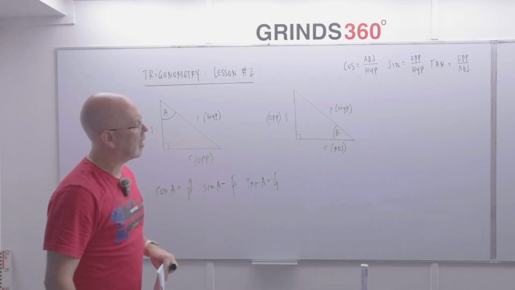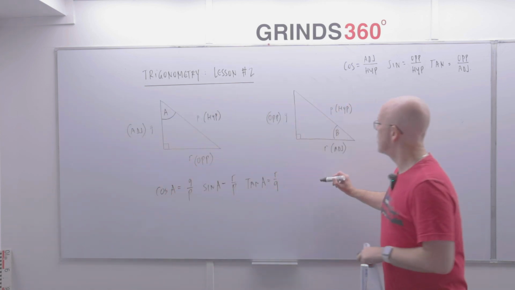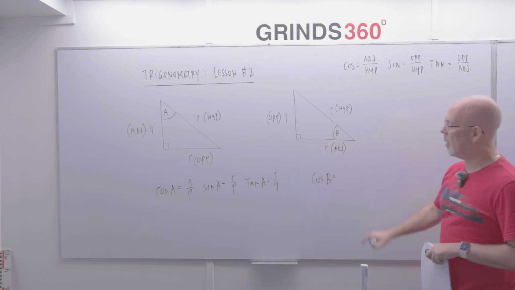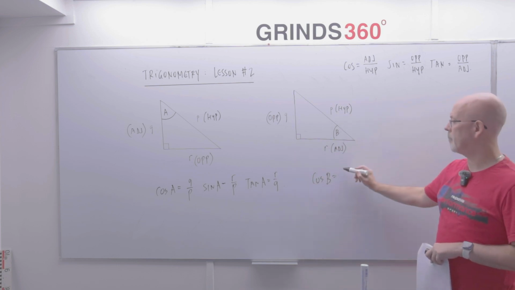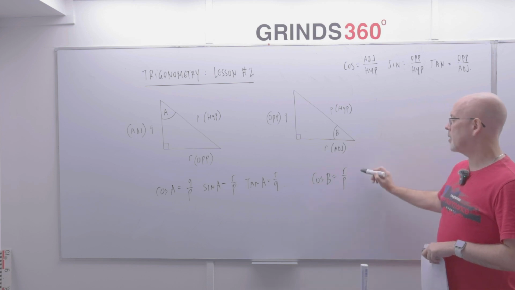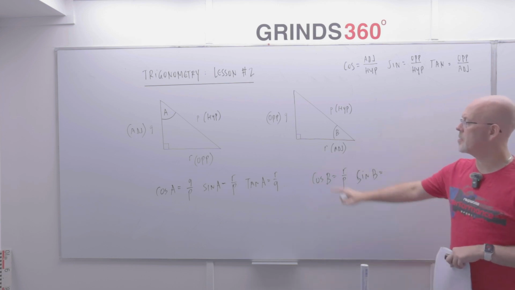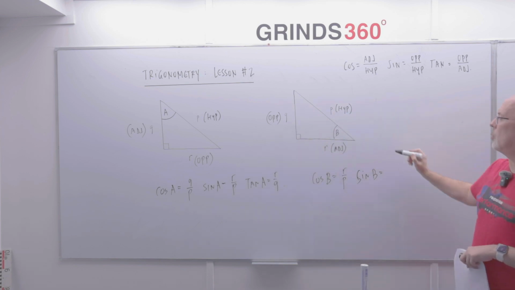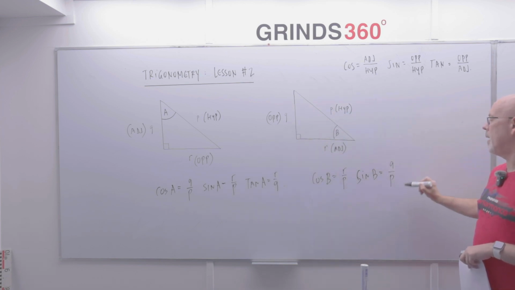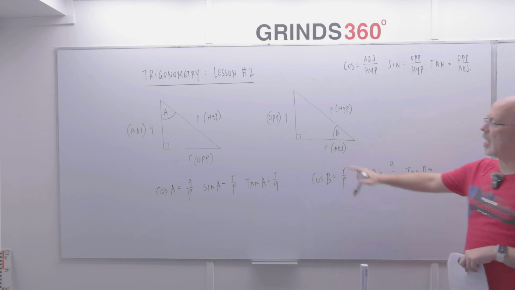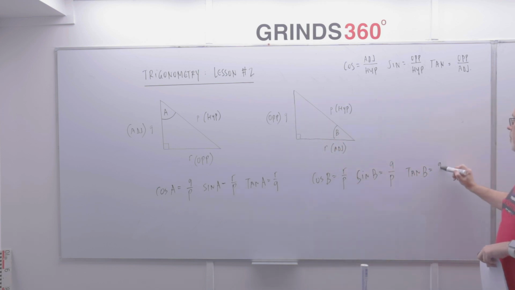Just notice then for the angle B, if I was doing the same thing, the cosine of B is adjacent over hypotenuse, that's R over P. The sine of B is opposite over hypotenuse, it's Q over P. And then finally, the tan of B is opposite over adjacent, it's Q over R.